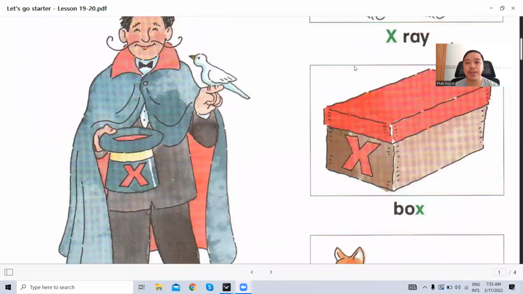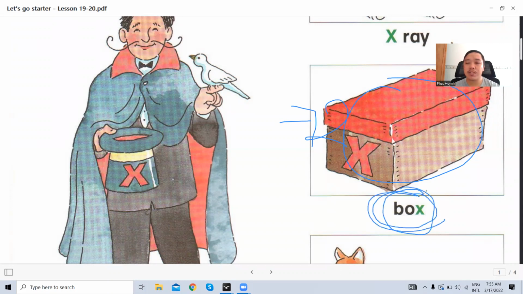Now the next picture, picture number two. What is it in English? Cái này là gì trong tiếng Anh với các bạn? That's right, đúng rồi, đó là box. So what is box? Vậy box là gì? Box là gì các bạn? Box là, that's right, cái hộp.